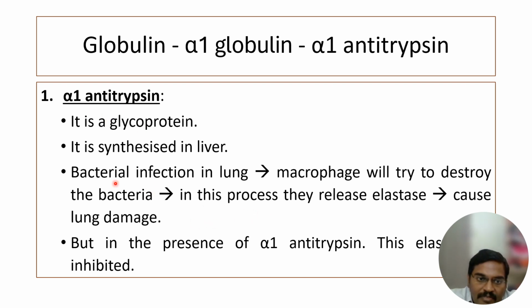Normally when there is a bacterial infection of the lung, macrophage is going to destroy the bacteria. During this process, it will produce elastase, which is going to damage our lung, which is prevented by alpha 1 antitrypsin. So when there is an alpha 1 antitrypsin deficiency, which organ is affected? Yes, it's the lung, right? So the lung will be damaged. That's all about alpha 1 antitrypsin.